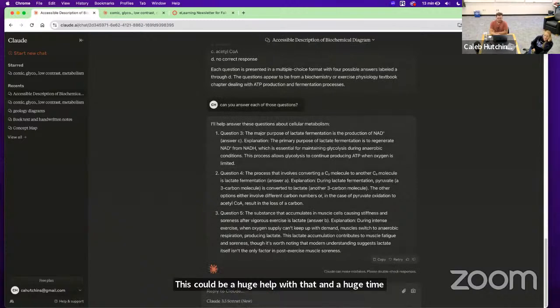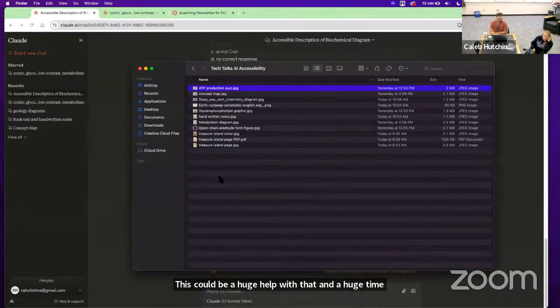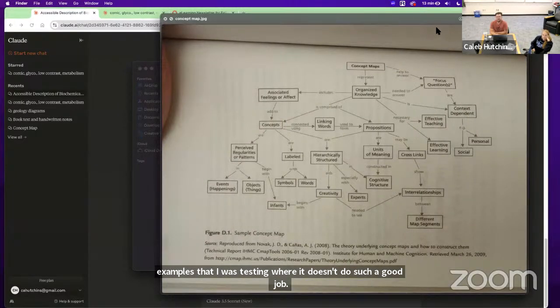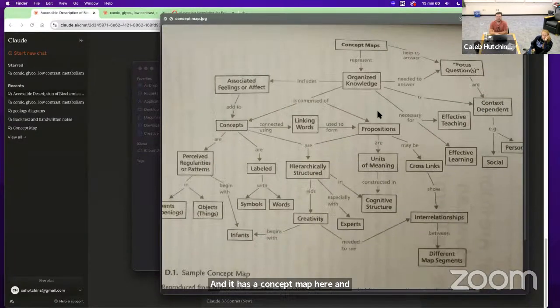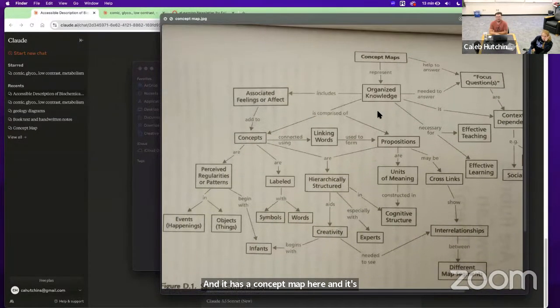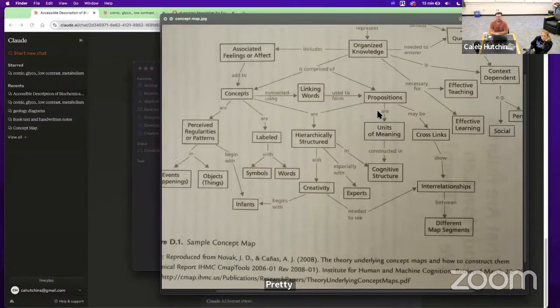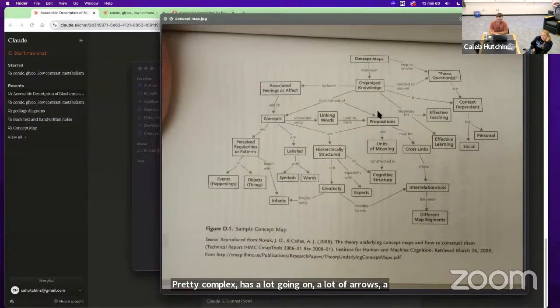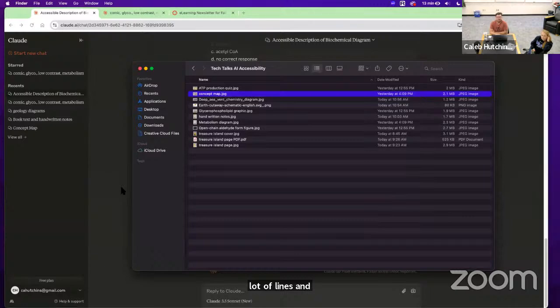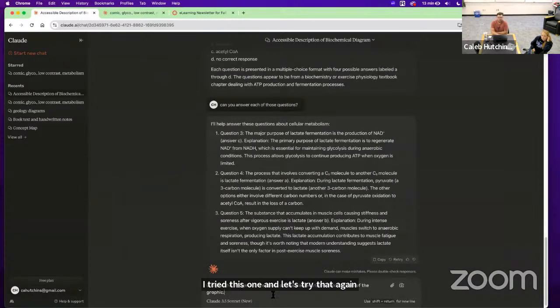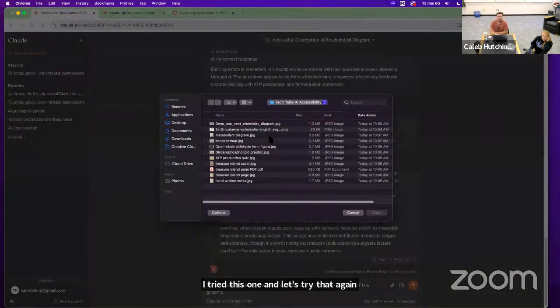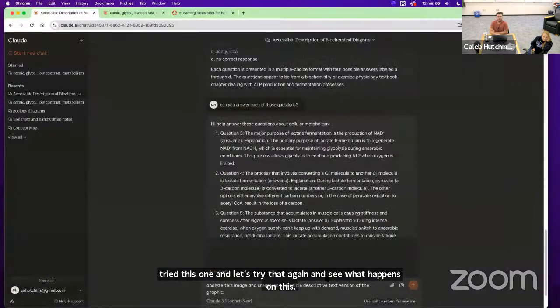But it's not perfect. So I wanted to show some examples that I was testing where it doesn't do such a good job. This is from a teaching and learning book, and it has a concept map here. And it's pretty complex, has a lot going on, a lot of arrows, a lot of lines. And I tried this one, and let's try that again and see what happens on this. So we're going to try it with this concept map.